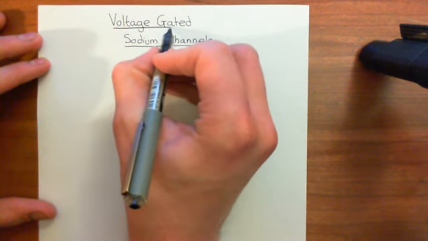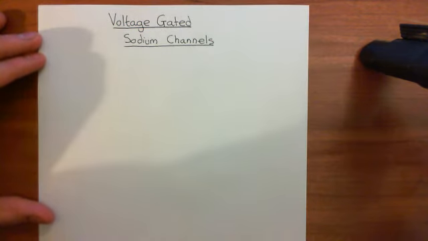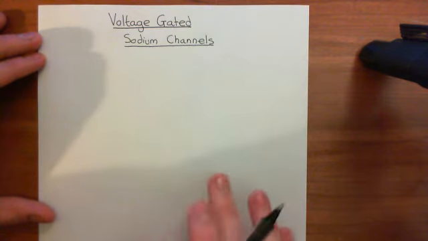Then we'll discuss their opening properties and what happens during inactivation. And then finally we'll discuss some open channel blockers such as tetrodotoxin and saxitoxin.